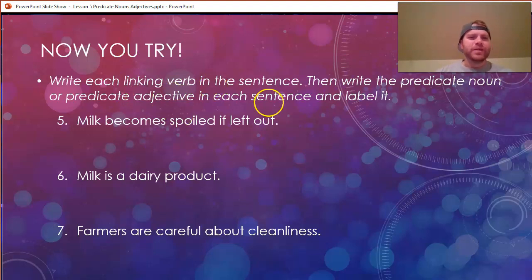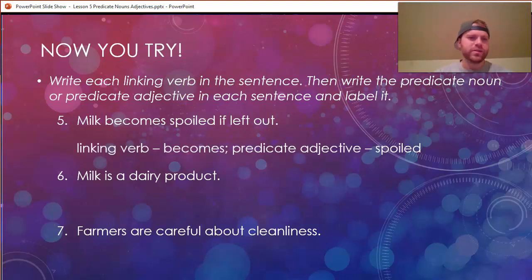Number 5, milk becomes spoiled if left out. So, to write the linking verb, we've got becomes right there. And our predicate adjective here is going to be spoiled. I don't have to worry about if left out right there. But spoiled is just an adjective describing the milk there. So our linking verb would be becomes, our predicate adjective would be spoiled.